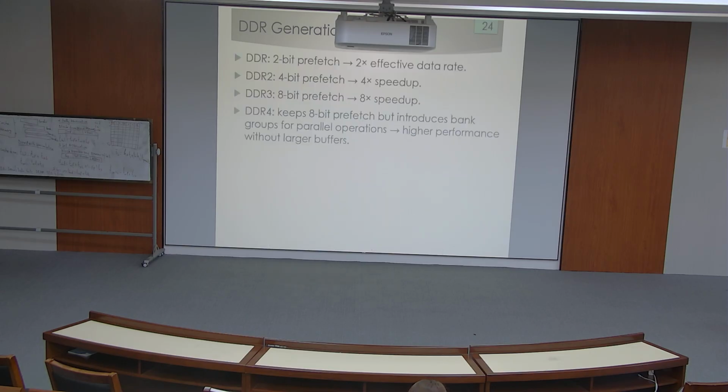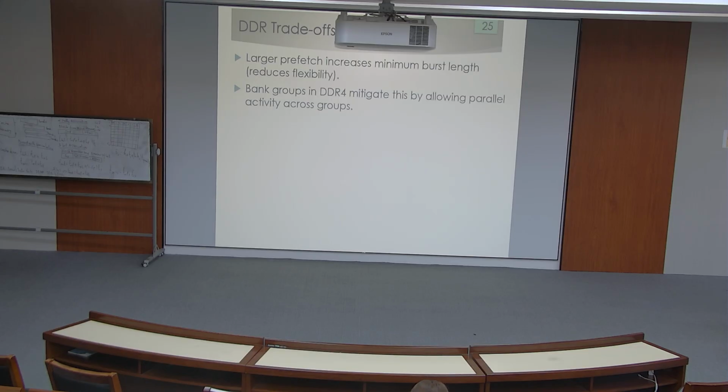Then the next one, we need to talk about the trade-off of the DDR. A larger prefetch increases the minimum burst length, and this has the drawback of reducing the flexibility of the memory system.